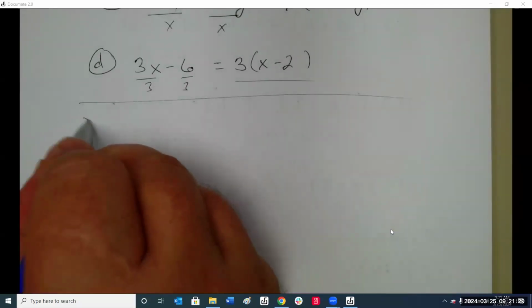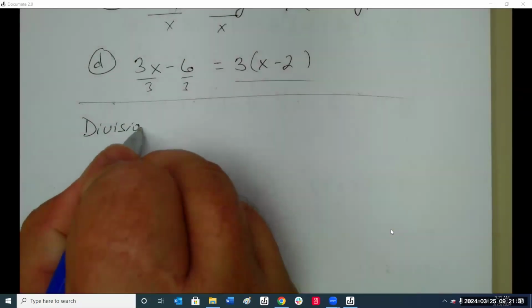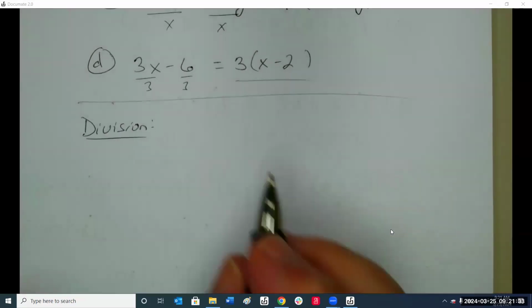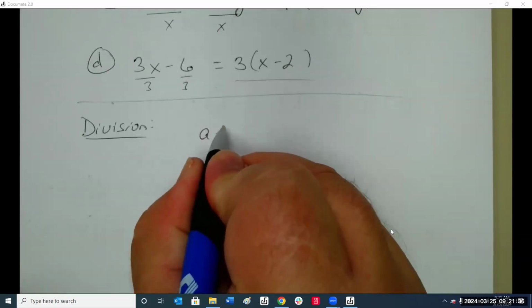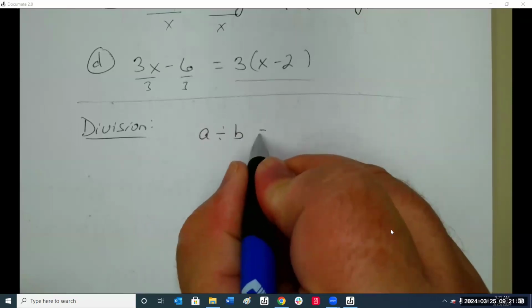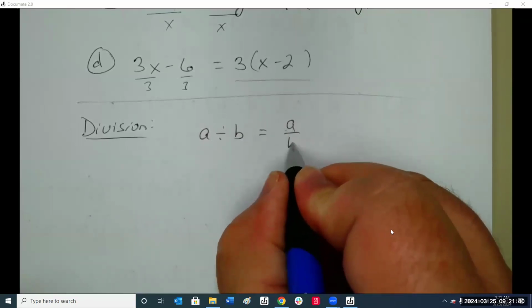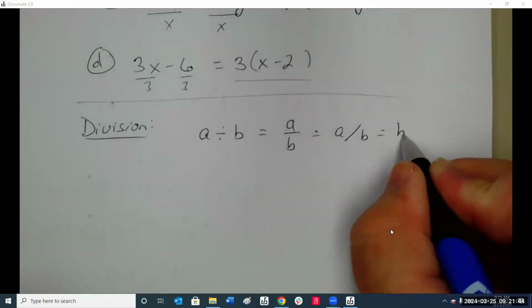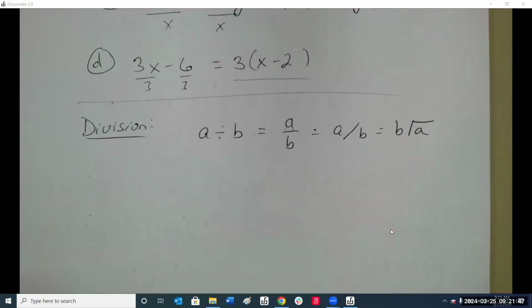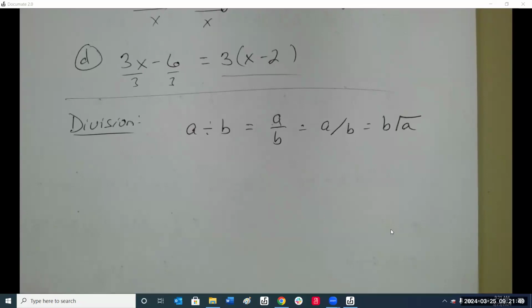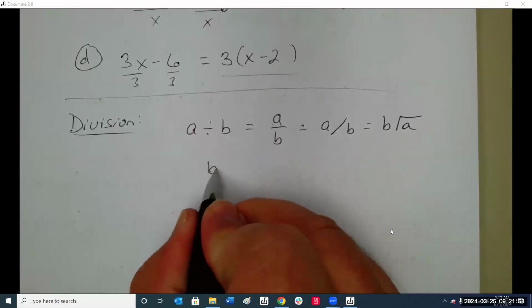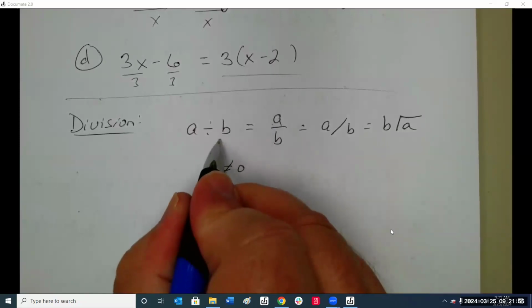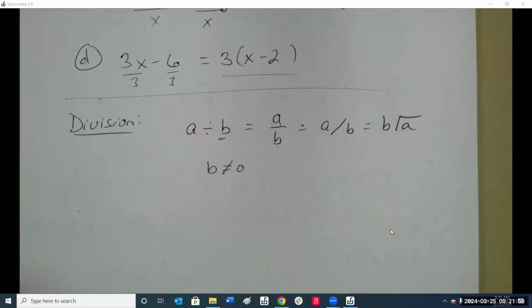Which now brings us to division. These are all the ways division can be represented. The only thing about this is that b cannot equal 0. The second number, the bottom number, you cannot, because 0 cannot divide by 0. It's undefined.